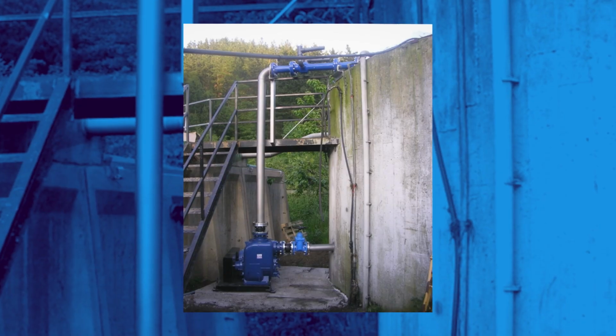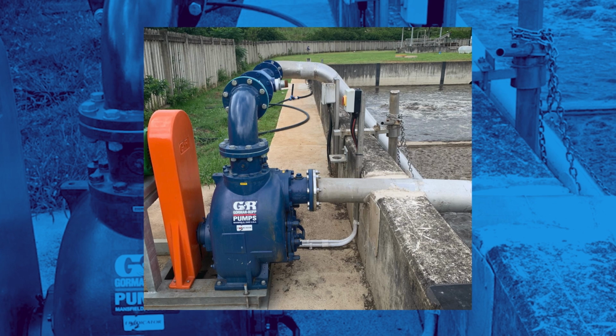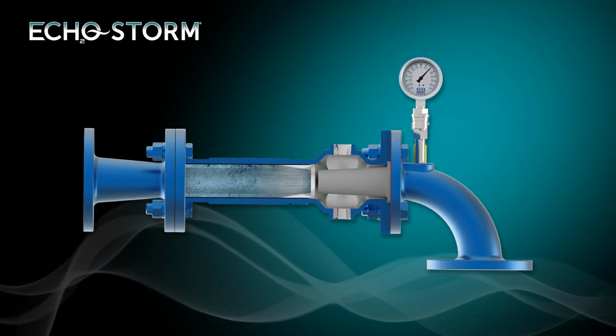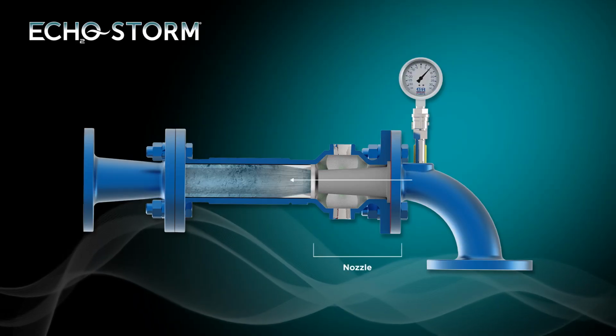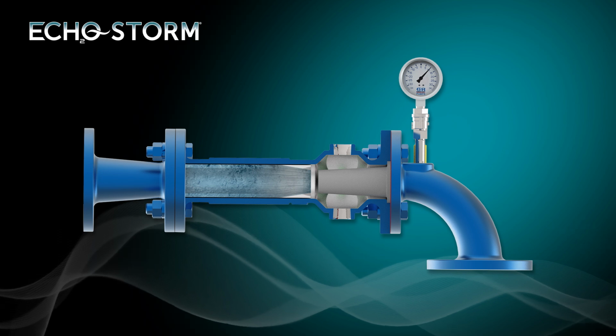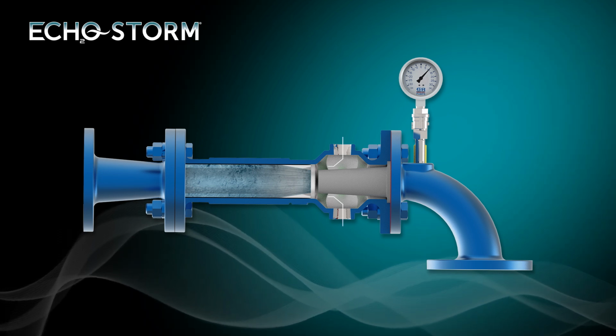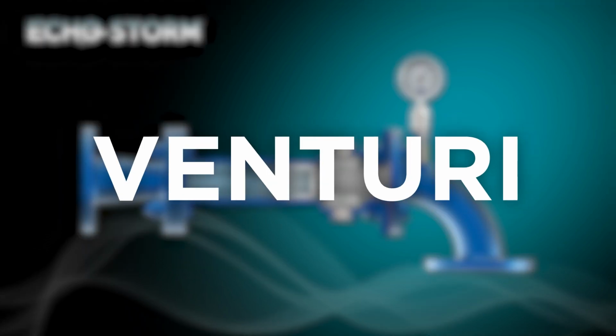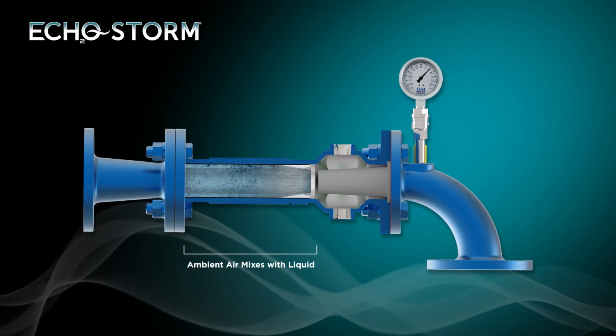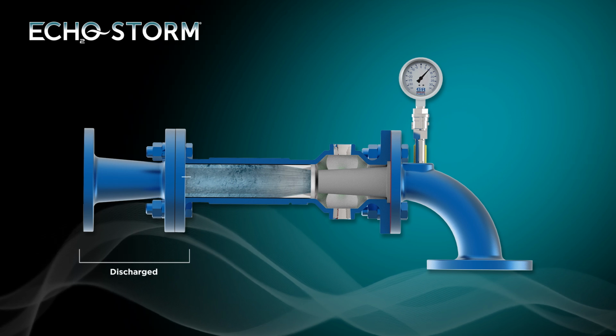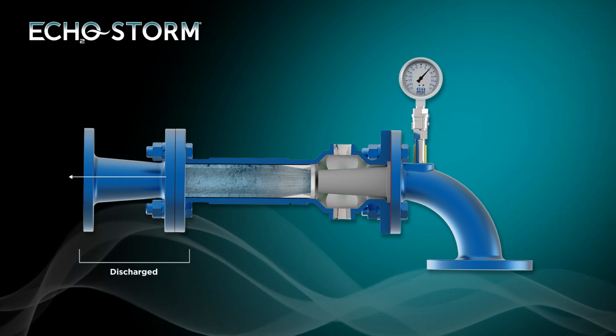The process begins when the pump provides water to the Ech2oStorm. The water is pumped through a nozzle in the Ech2oStorm, creating a pressure drop, drawing in ambient air. This process is known as the Venturi effect. The ambient air then mixes with the liquid being pumped and is discharged, oxygenating the liquid.